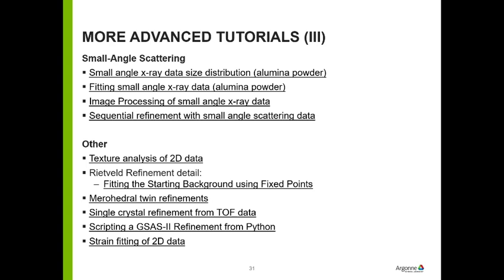GSAS-II will allow you to do scripting. That is, you can write a bit of Python that accesses the subroutines in GSAS-II to do your own calculation. And this is good for automation of some process where you want to do the same thing over and over and over again, but you don't want to do it within the context of a GSAS-II project. Simply because you're just doing it so much. So you can do scripting.